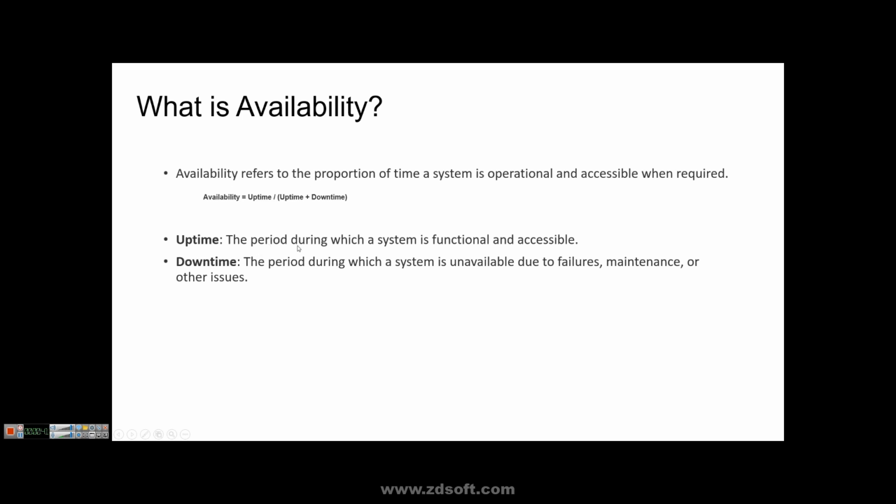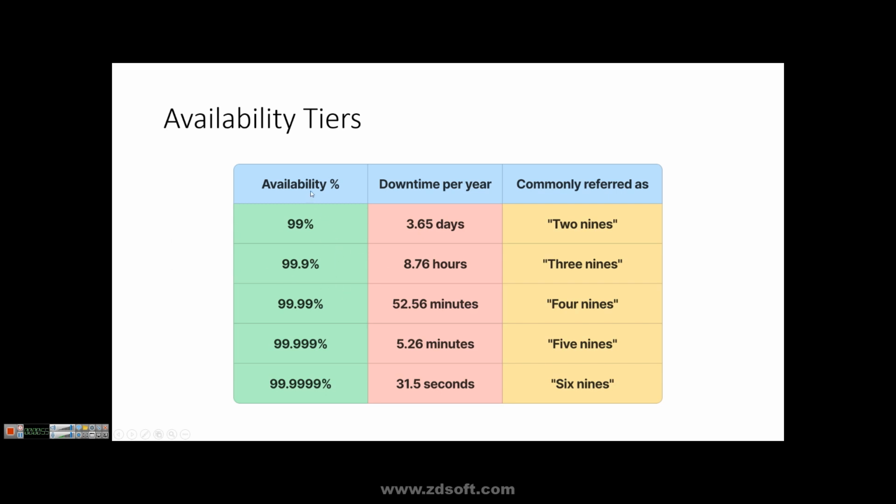And what is uptime? The period during which a system is functional and accessible is uptime, and the period during which a system is not available due to failures, maintenance, or any other issues is downtime. And what are the different availability tiers? Availability is often expressed in nines. The higher the availability, the less the downtime. Each additional 9 represents an order of magnitude improvement in availability. For example, 99.99% availability represents a tenfold improvement in uptime compared to 99.9%.